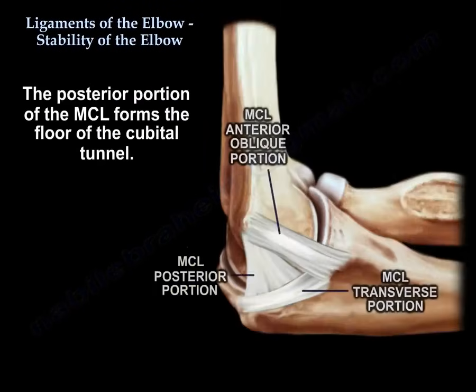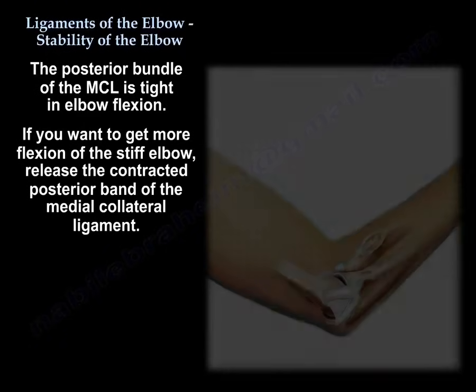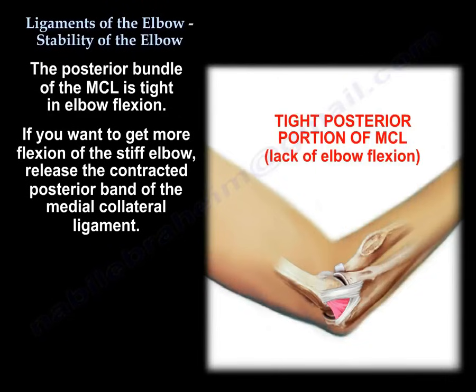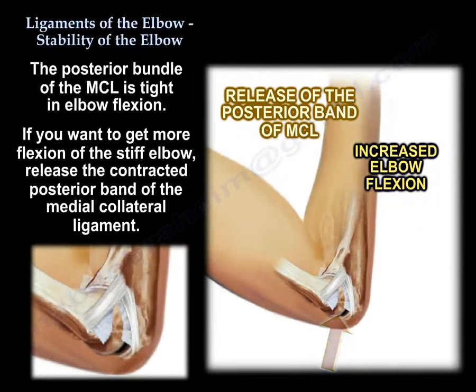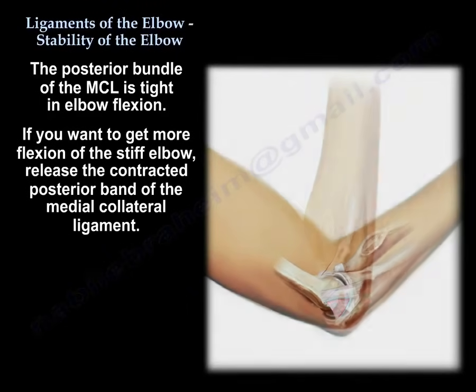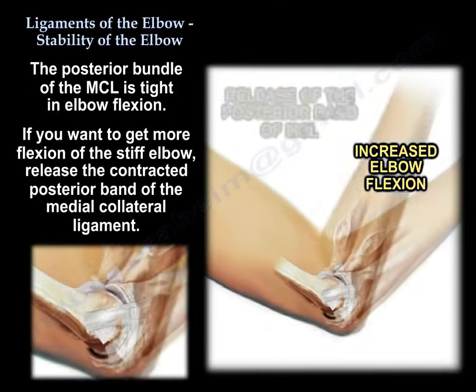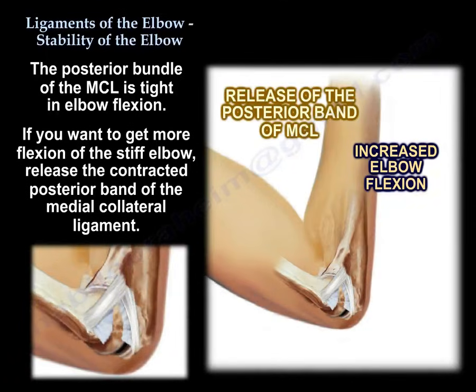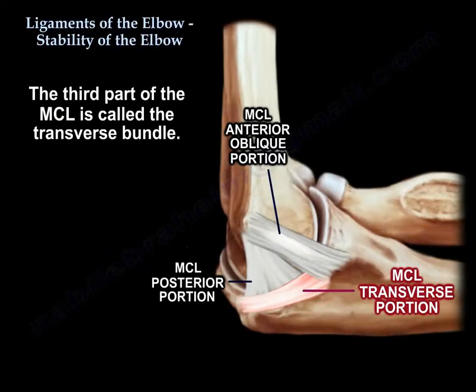The posterior portion of the MCL forms the floor of the cubital tunnel. The posterior bundle of the MCL is tight in elbow flexion. If you want to get more flexion of the stiff elbow, release the contracted posterior band of the medial collateral ligament. Here there is a stiff elbow with decreased elbow flexion due to tight posterior portion of the MCL. Now we do release of the posterior band of the MCL, and by this we increase the elbow flexion. The third part of the MCL is called the transverse bundle.